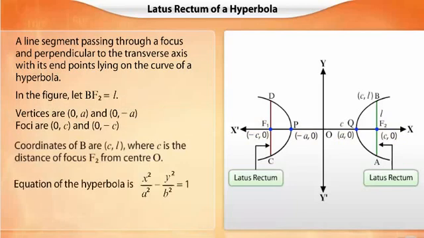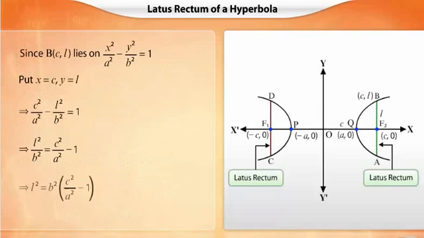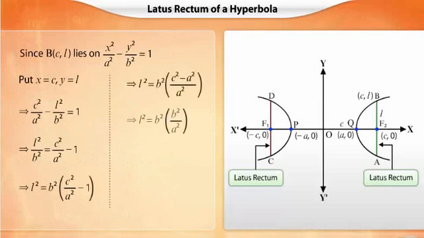Let's recall the standard equation of a hyperbola with its center at the origin and the transverse axis along the x-axis. Since point B lies on the hyperbola, its coordinates must satisfy the standard equation of a hyperbola. Substitute the coordinates of point B in the standard equation and simplify. On simplification, we get l is equal to b square upon a.